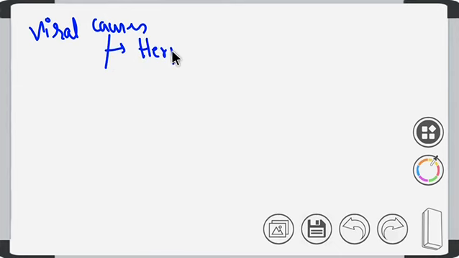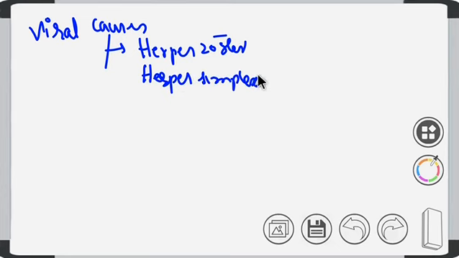What could be the reasons? Most of the time, Bell's palsy is caused by viral causes. What are the important viral causes? Herpes zoster, herpes simplex, and Epstein-Barr virus. So these are the important viral causes.